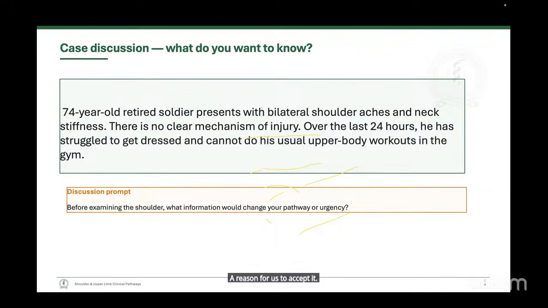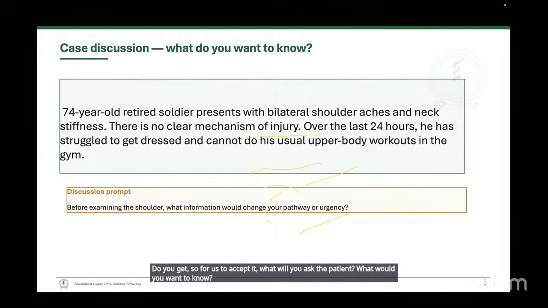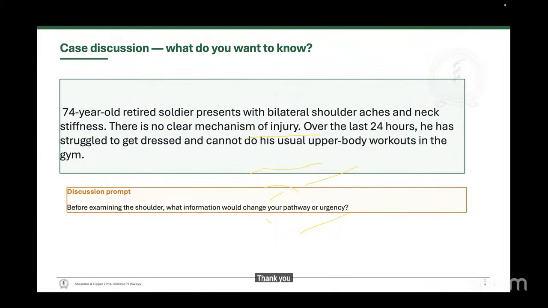So that is why I said I will stress more on what the pain. Do you get? I will ask the patient. What would you want to know?